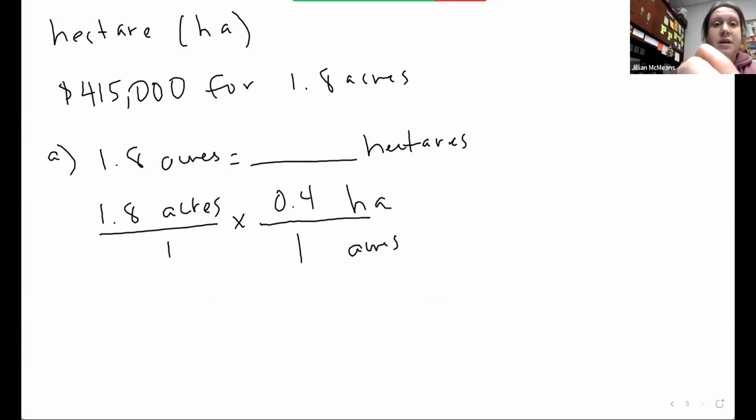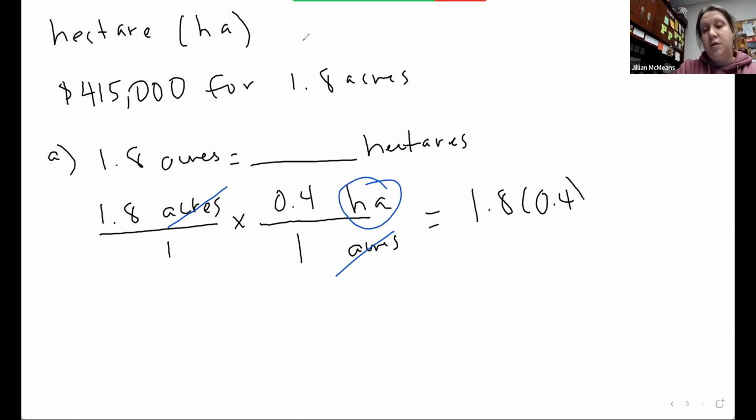Let's clean it up a little bit. Acres cancel, which is exactly what we want. Hectares are left in the numerator. Again, that's our desired unit. The numerator is 1.8 times 0.4 hectares, and the denominator, I'm just going to get 1 times 1, or 1. I don't really need that. It's not going to do anything for me.